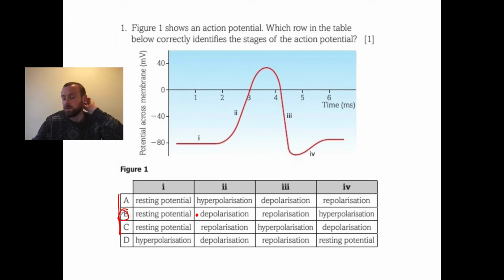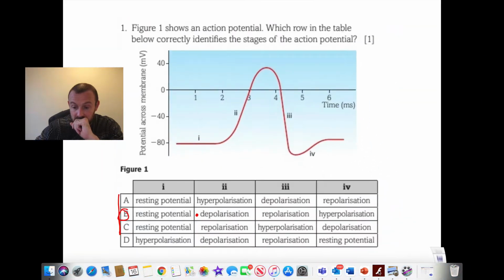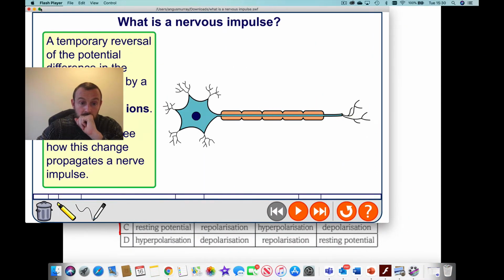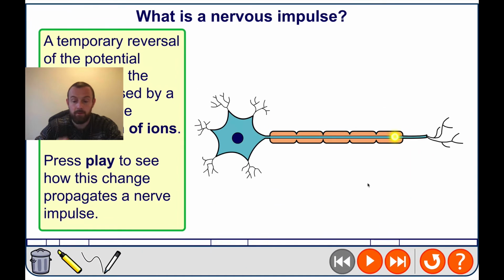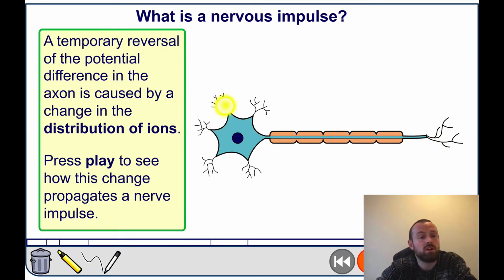Okay. Let's look at this in a little bit more detail now, and let's look at what's happening with the ion channels with a different animation. So, here we go. Okay, a nervous impulse. A nervous impulse is a temporary reversal of the potential difference in the axon, caused by the distribution of ions changing.